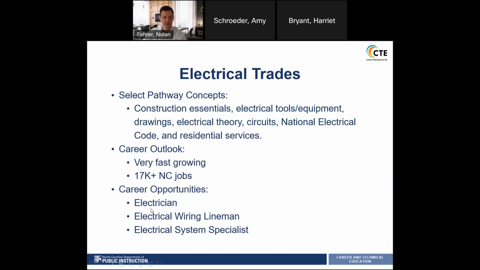So there's a couple of different opportunities as far as careers go. Electrician, we know, but there's also lineman, which is a huge one for North Carolina, especially because we have power outages and things like that that need taken care of because we are on the coast, but then also these different types of specialists.